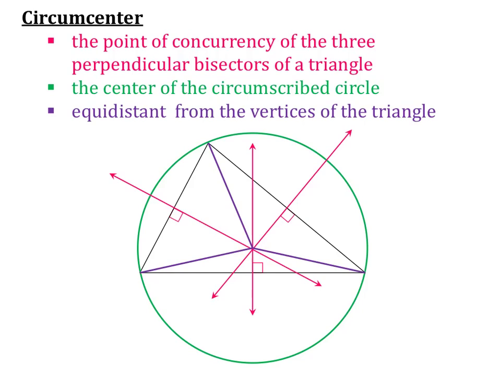It also has other properties, like the fact that it's the center of a circumscribed circle, so that means the center of a circle that the triangle would be inside, so that the vertices of the triangle are touching the edge of the circle. And also, the circumcenter is equidistant from the vertices of the triangle. So all of these purple lines are the same length.